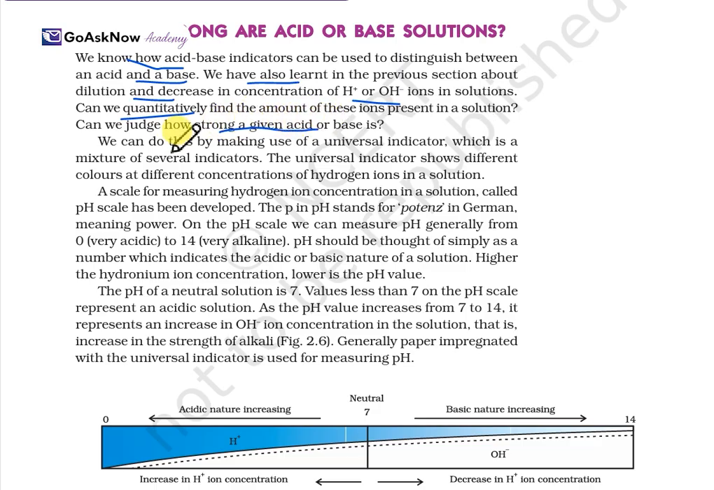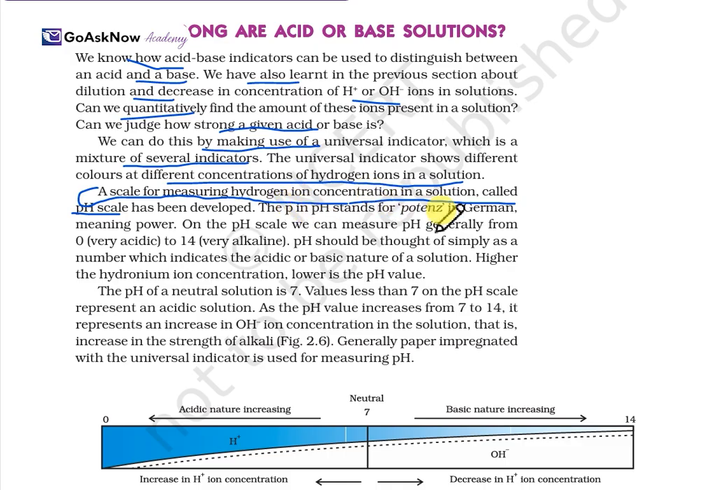Okay. We can do this by making use of universal indicator, which is a mixture of several indicators. The universal indicator shows different colors for different concentrations of hydrogen ions in a solution. So firstly, a scale for measuring hydrogen ion concentration in a solution is called the pH scale. Again, I'm going to repeat this line: there is a scale which is used to measure the hydrogen ion concentration in a solution, which is called the pH scale.